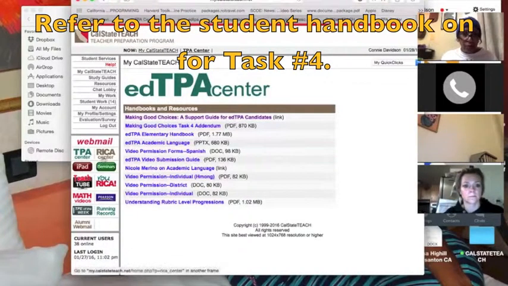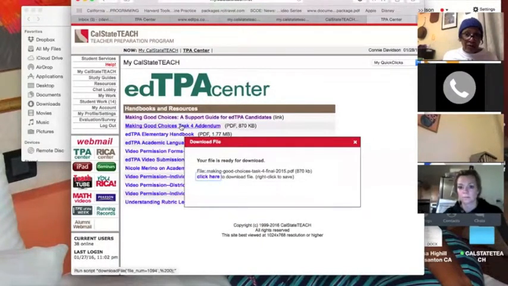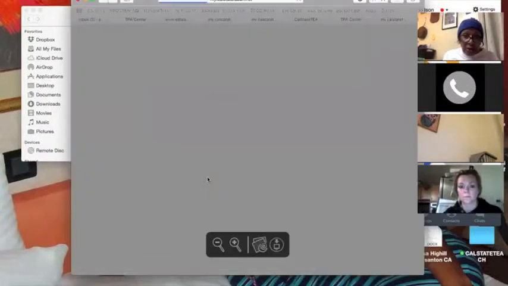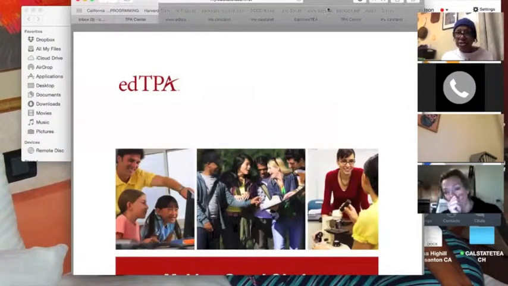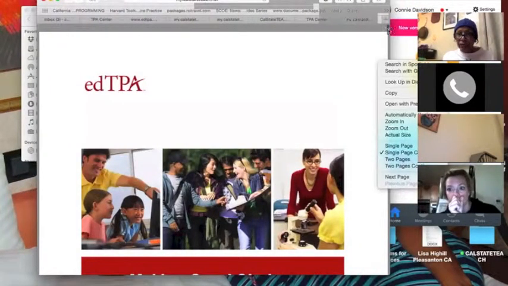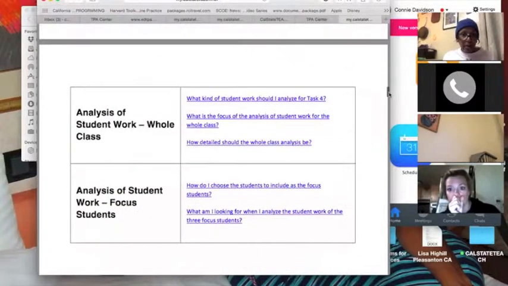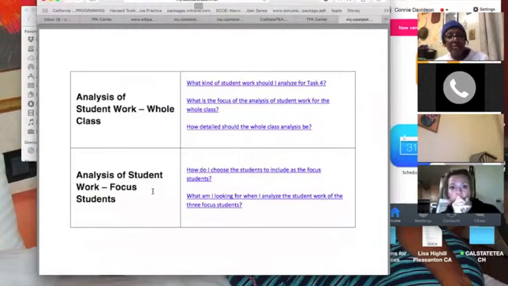I wish I had more on 4, but I don't. You don't have a lot, because she didn't give it to us. But I do know that this one, I think, is the one that gives you task 4. Making good choices. So I think this is your student handbook for 4. Yeah. Analysis of student work of the whole class and analysis of student work of focus students.